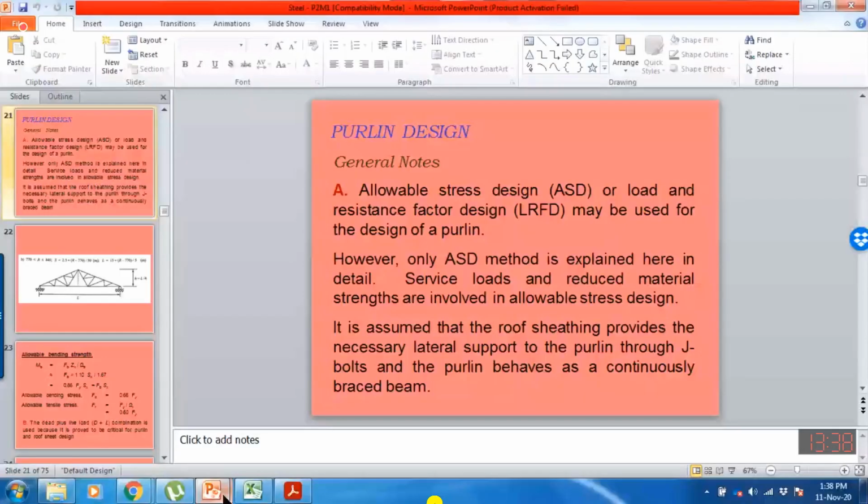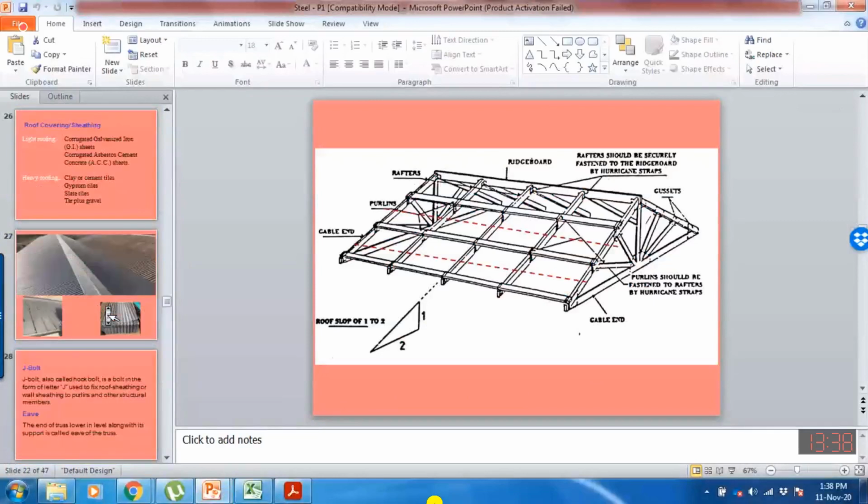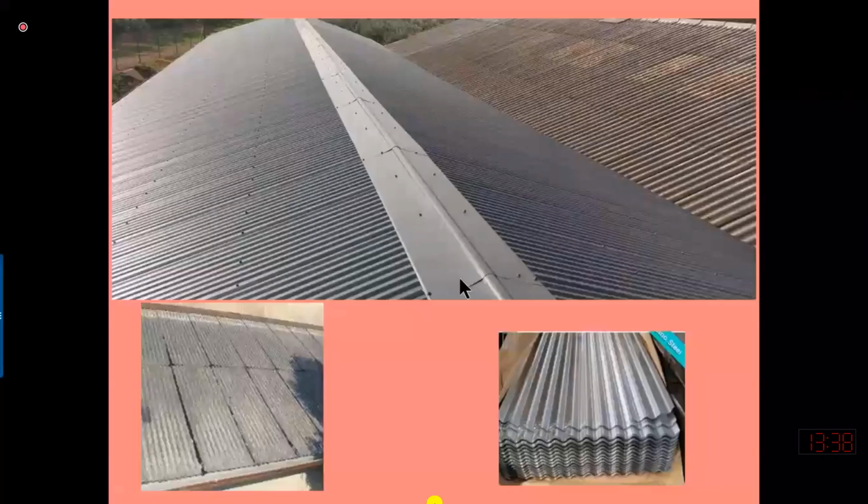I have added some pictures. You will see that these are the roof sheeting, and the roof sheeting is connected with the purlin only. You can see these are the boards. These boards are provided along the length of the purlin. So the roof sheeting is intermittently connected with the purlin with the help of J boards.